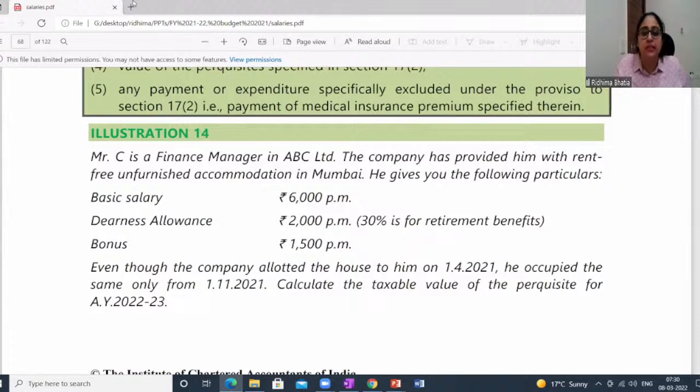Perfect. The answer is 6,075. Today's salary for 5 months, 6,000 into 5. 2,000 got 30%, 600 into 5. 1,500 per month would also be added because this is a salary specifically related to RFA. Uska 15%. Why do we do 15%? Because he is in a population area of more than 25 lakhs.